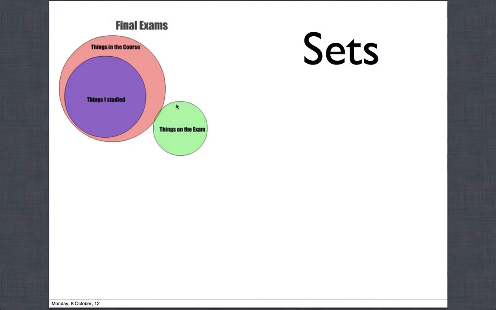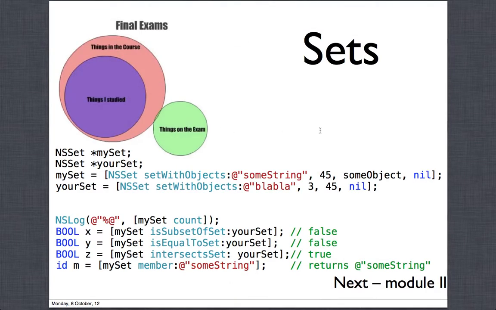And here is the circle that is describing everything we have on the final exam. And another important thing why I added this is we have this small intersection. And this is exactly how it's called, the intersection of two sets. And this is the elements that are present in both sets, the sets things in the course and things on the exam. So Objective-C has a class for a set, and it's really easy to use it because it has basically everything you need for working with set theory.